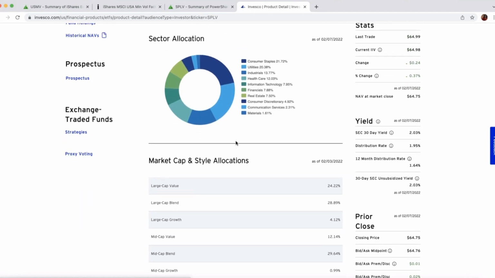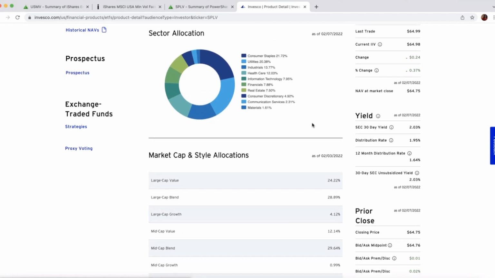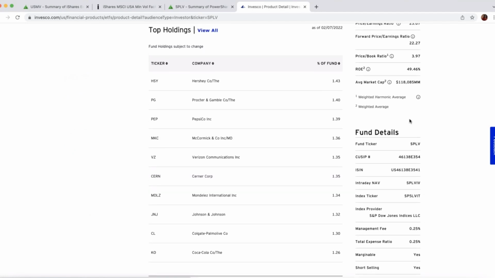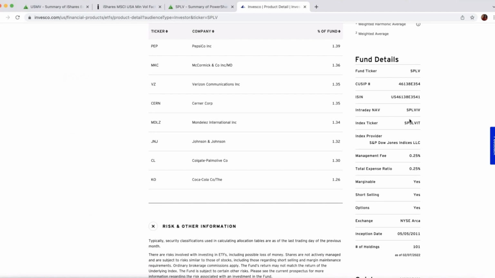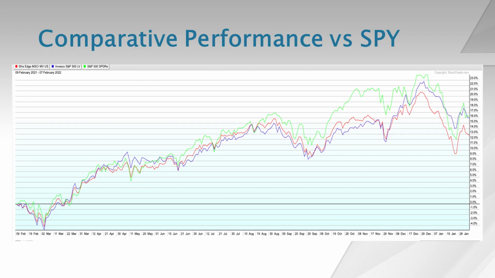Now, looking at the sector allocation, this is more tilted towards defensive sectors than USMV. Consumer staples, utilities, industrials, and healthcare are the top sectors in the ETF. And looking at the top holdings, Hershey, Procter and Gamble, PepsiCo, McCormick, Verizon Communications, these are the top holdings in the ETF.